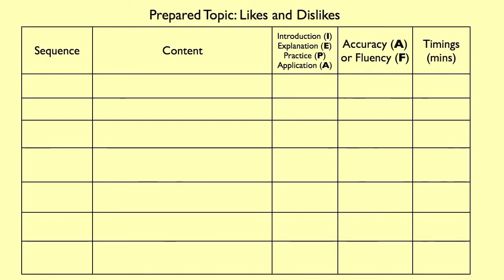This actually was a real lesson. The topic was likes and dislikes, and my pro forma here gives the main elements of the lesson, including the phasing, whether it was introductory, explanation, practice or application of the language, whether the focus of the activity was on accuracy or fluency, and approximate timings.